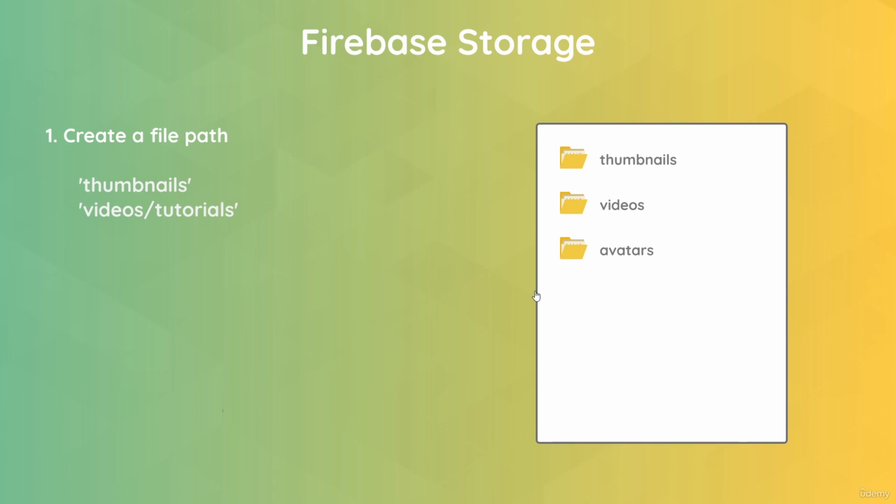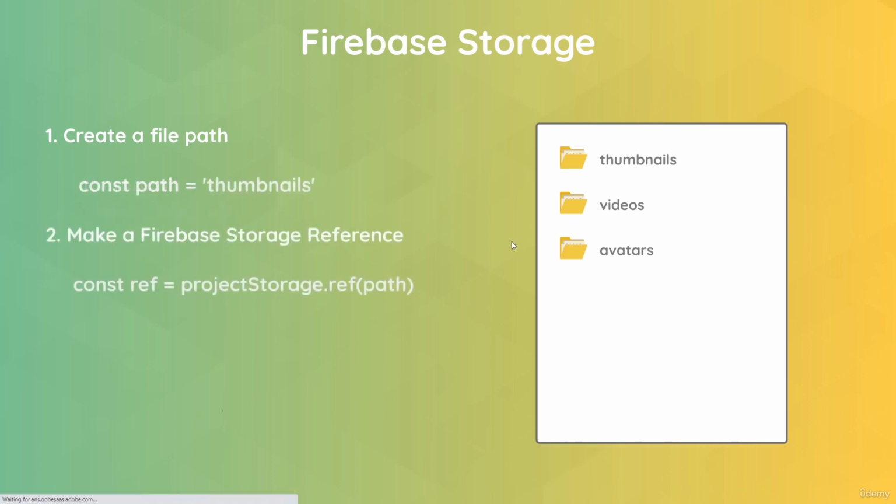Now, the way we actually upload images using Firebase Storage is as follows. First of all, we create a file path, and this is basically just a path to where the file should be stored, and it's just a string. So for example, if our path was thumbnails, then it would mean when we come to upload this image to that path, put it in a thumbnails folder. If it was videos/tutorials, it means put it inside the videos folder, then inside a tutorials folder, and upload the image there. So that's the first step.